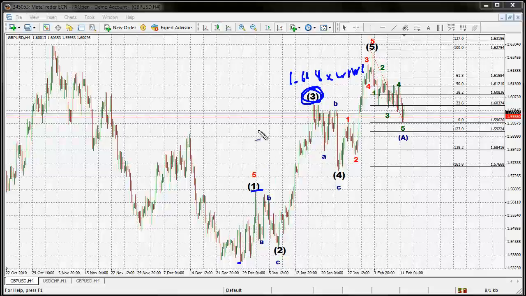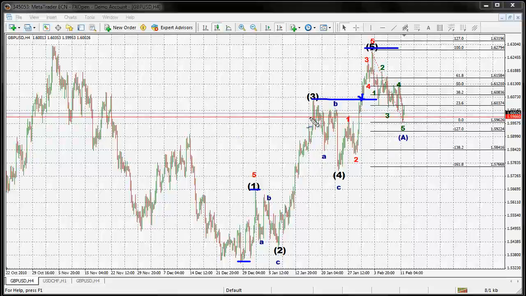Okay, wave 5. Wave 5 is equal to wave 1. So whatever that distance is, the same distance will be from this point to that point.